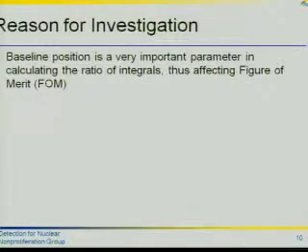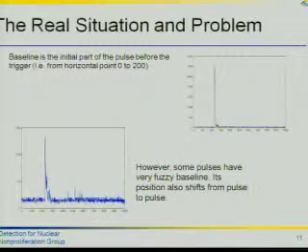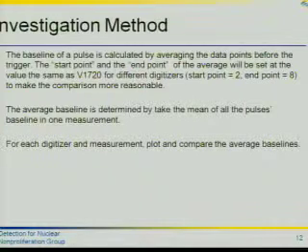To get a reliable FOM, we need to solve the problem of baseline fluctuation. And I'm responsible for this problem. Baseline is the initial part of the pulse before the trigger. However, the problem is some pulses have very fuzzy baseline. Its position also shifts from pulse to pulse. To begin the investigation, for each digitizer, I plot the average position of baseline position for each measurement. The details of the calculation is printed on this slide.